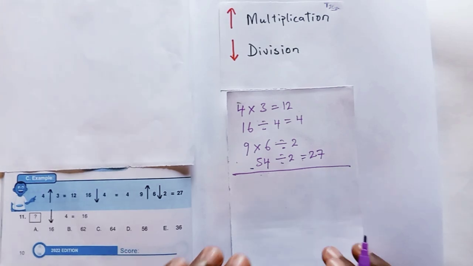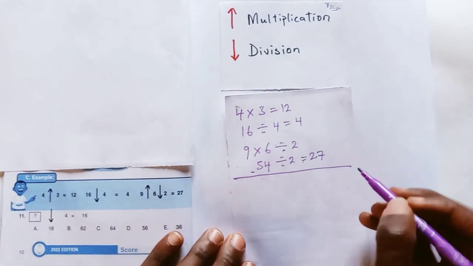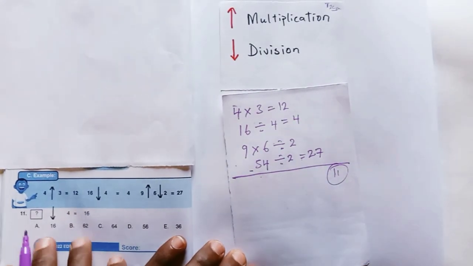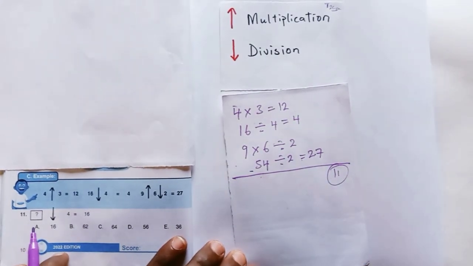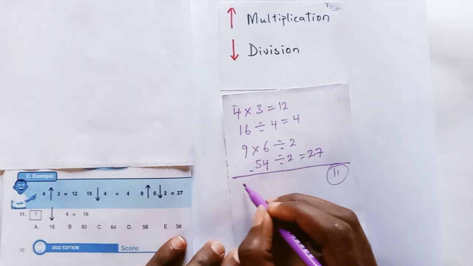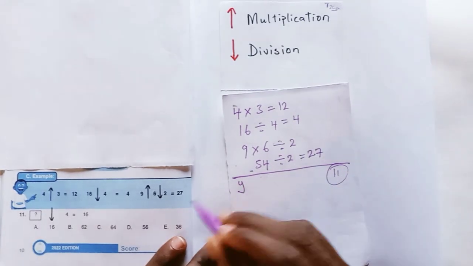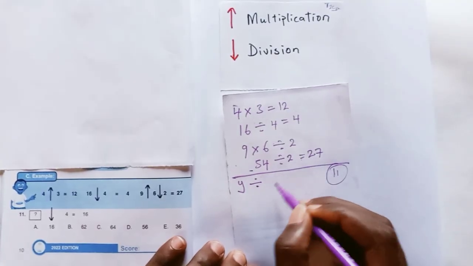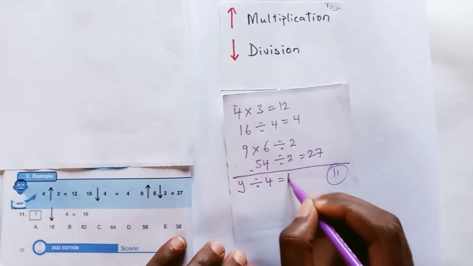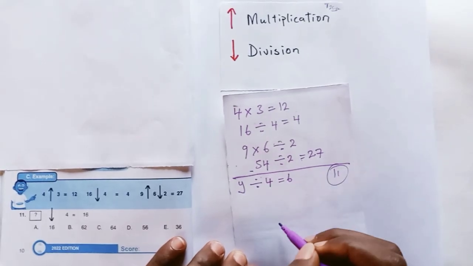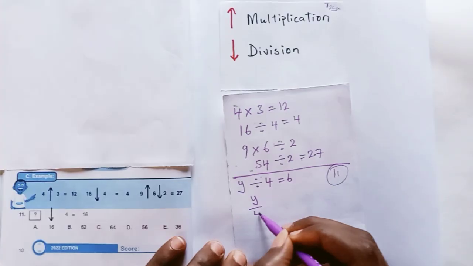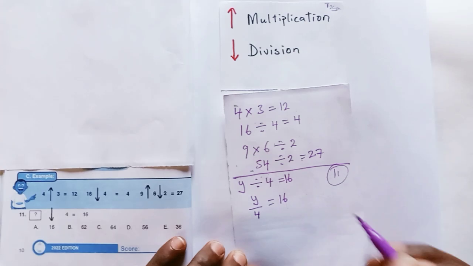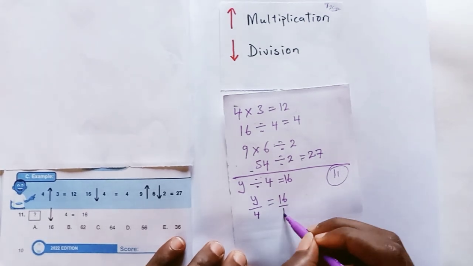Now let's attempt some of the exercises. So number 11, let's start with 11. We've got a number in a box which we do not know, so we're going to use y to denote it. So y divided by 4, because the arrow is pointing downward, is equal to 16. So we're going to form an equation with this. We'll say y over 4 is 16. We can write 16 as 16 over 1.